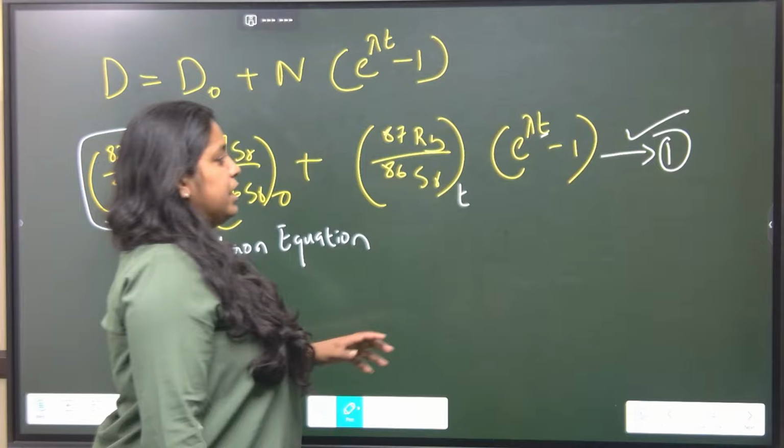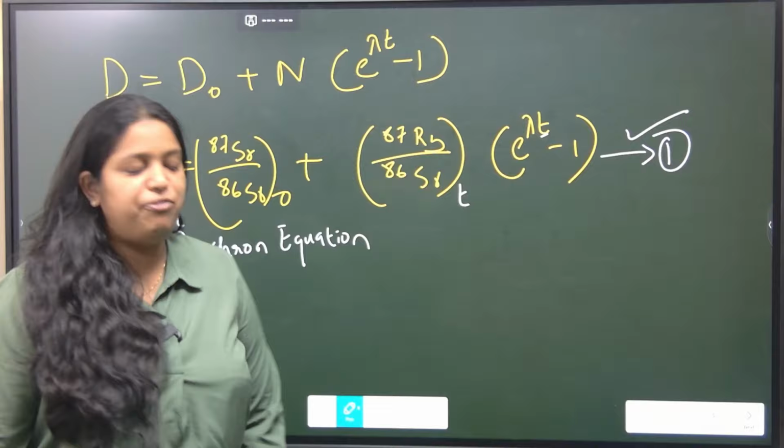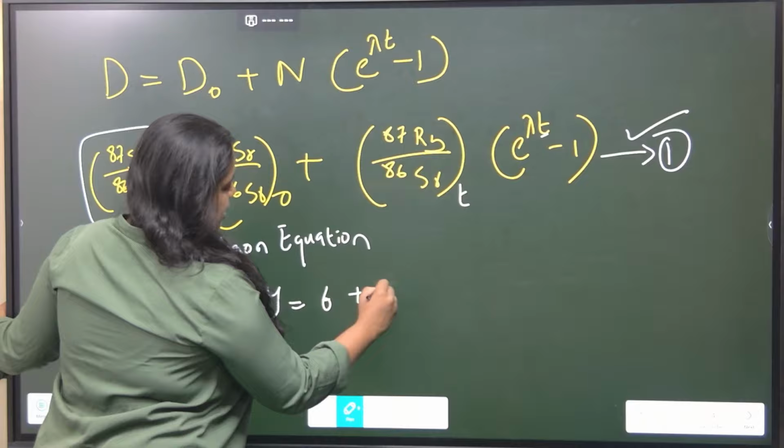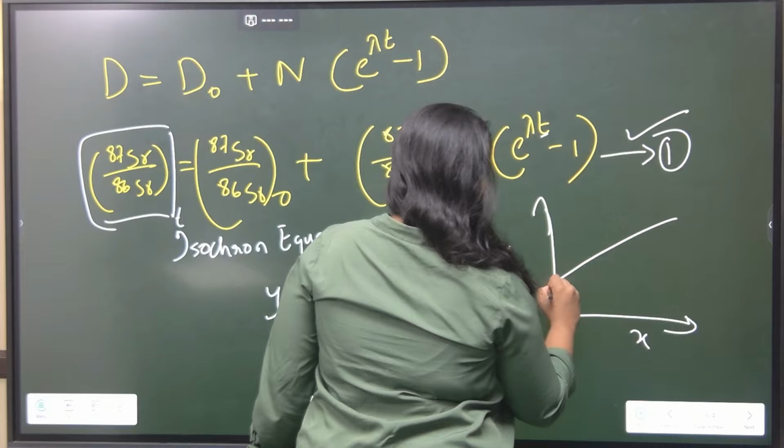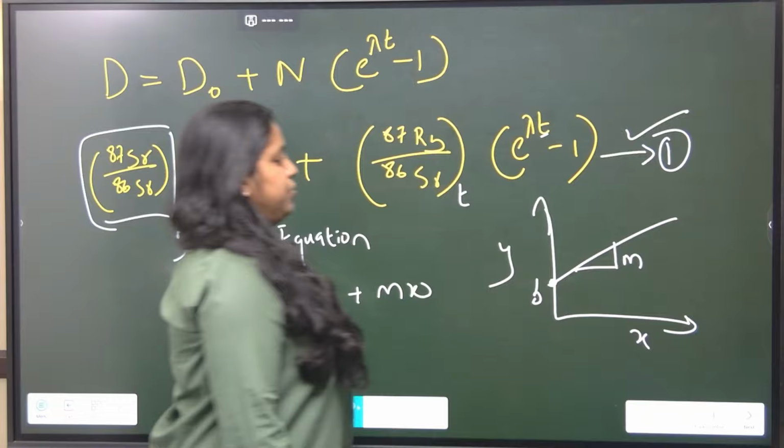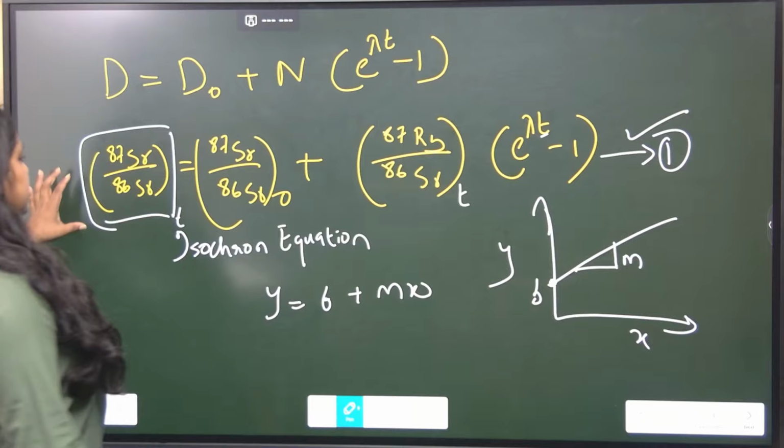I can calculate the age t by considering this equation as an equation of a straight line. Y is equal to b plus mx, where the y-intercept is b and the slope of the curve is m. So in this particular equation, equation number 1, y is the 87 strontium by 86 strontium ratio.